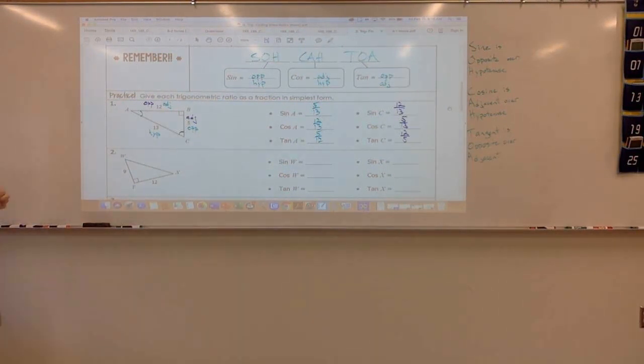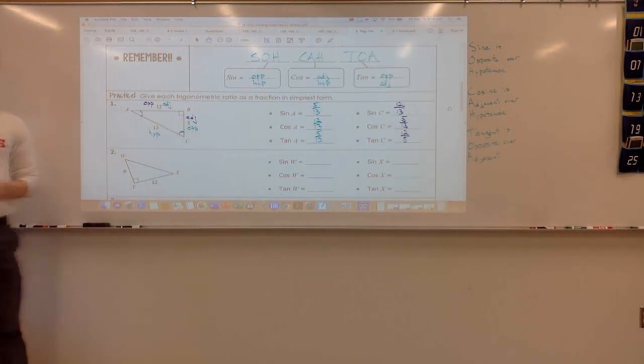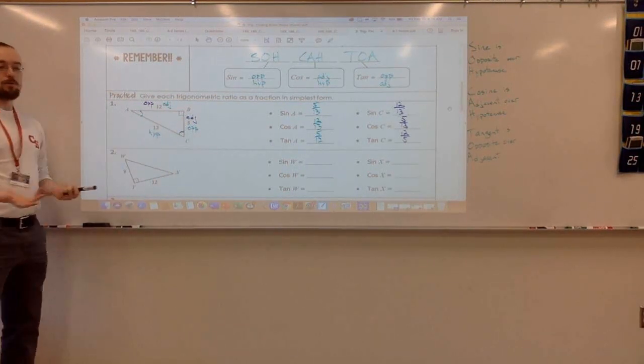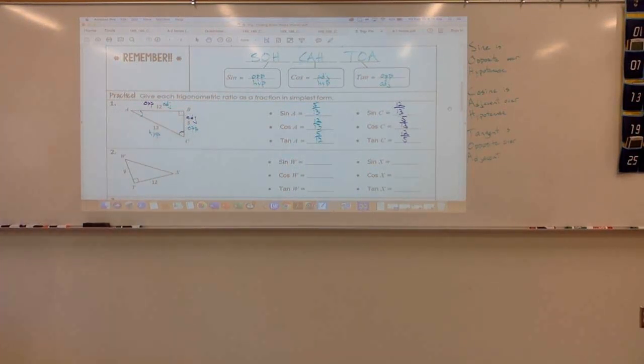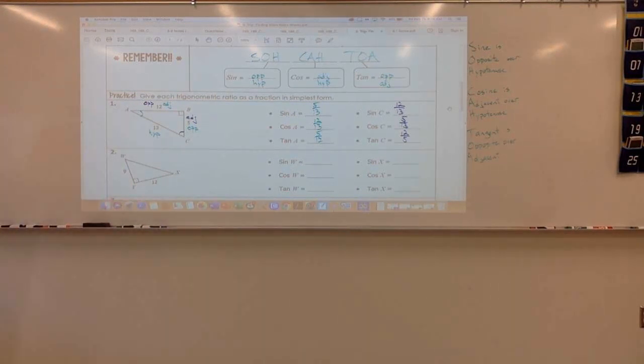So it's not possible to do angle B because the opposite would be the hypotenuse. Right. So we don't really talk about trig functions for the right angle because the opposite side from that is the hypotenuse. So we can't really write these ratios like that. All right. Any other questions so far?